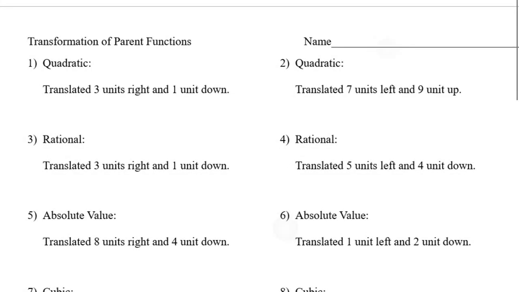This is what we did. So now let's say I have a quadratic function, not square root, and I want to translate it 3 units to the right. 3 units to the right.